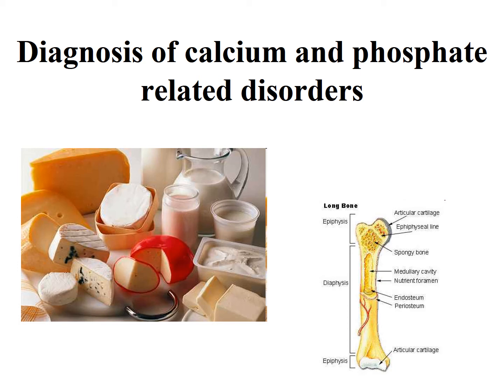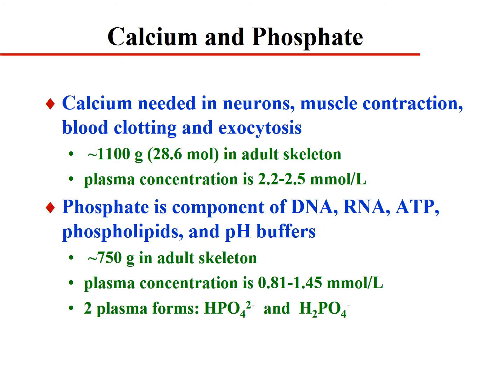This lecture covers the diagnosis of calcium and phosphate-related disorders. Calcium is a very widely distributed ion. In our body, we have about 1.1 kilogram, mainly in the skeleton. Another part we have mostly in the plasma, in the extracellular fluid.